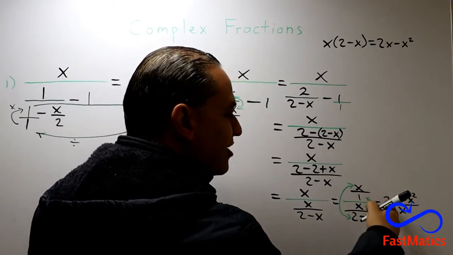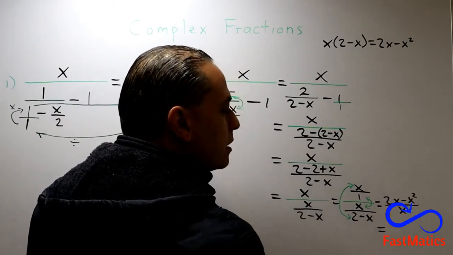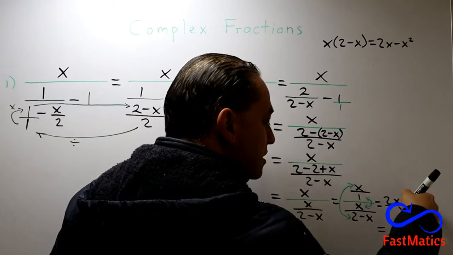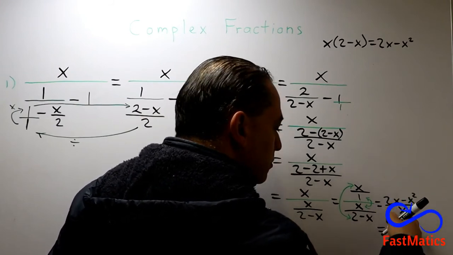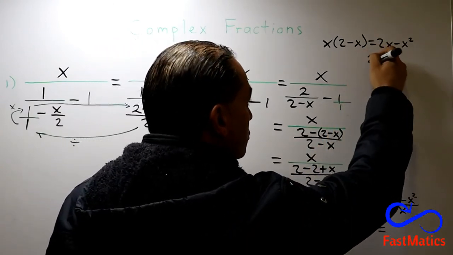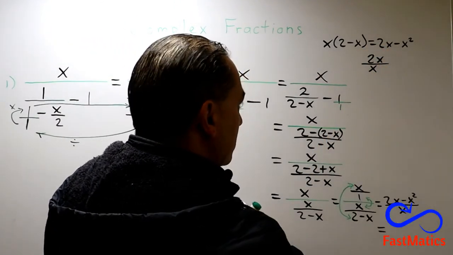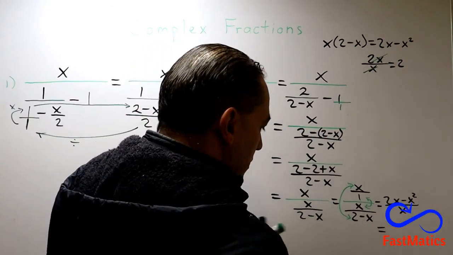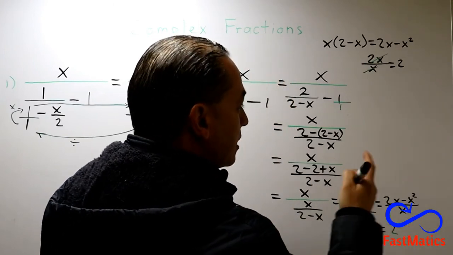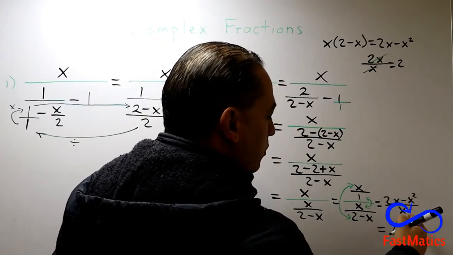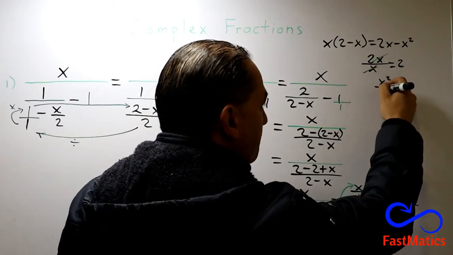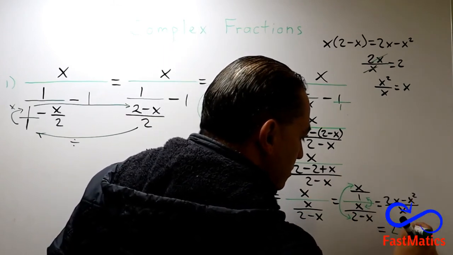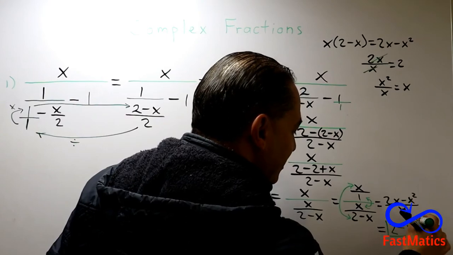Finally, remember that if you have a polynomial divided by a monomial, you're going to divide the first term by the term that is in the denominator and the second term by the term that is in the denominator. So 2x divided by x. Goodbye, x. And you have the number 2. After that, x squared divided by x. You subtract the exponents and you get minus x.